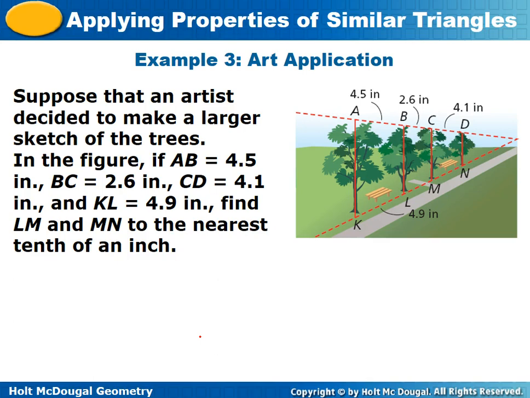So let's work one of these problems. Our problem here says, suppose that an artist decided to make a larger sketch of the trees in the figure, and it gives us the length of AB and BC, CD, KL, and then it asks us to find LM and MN to the nearest 1/10 of an inch.